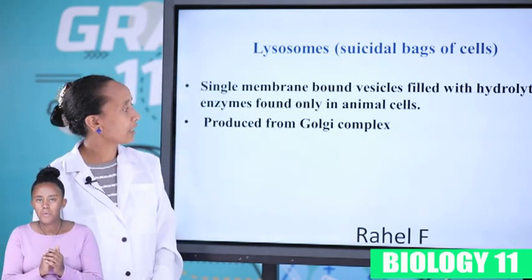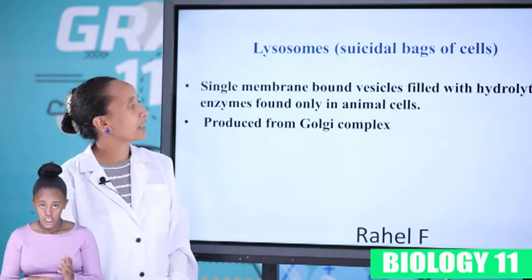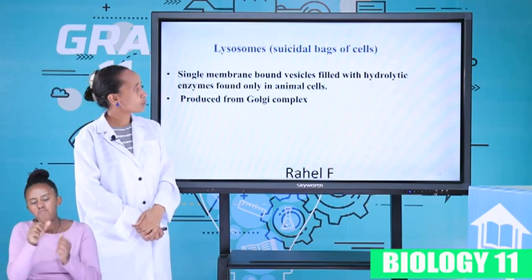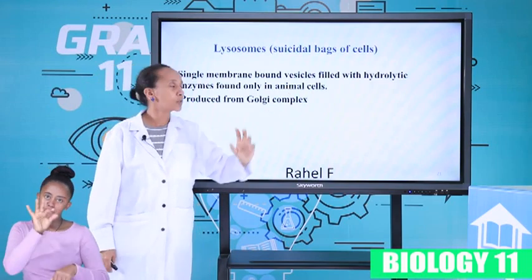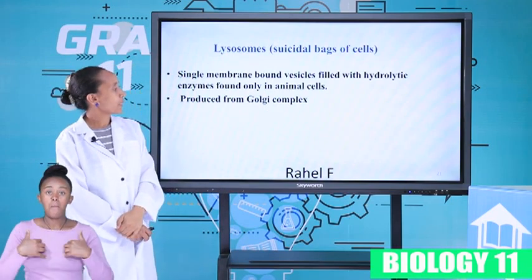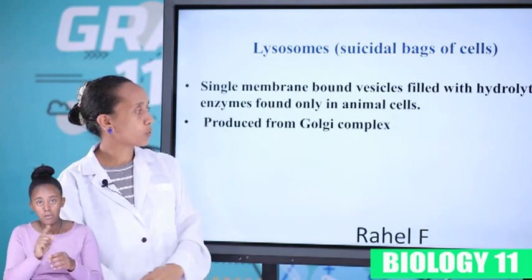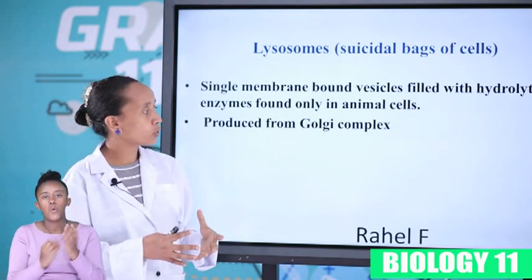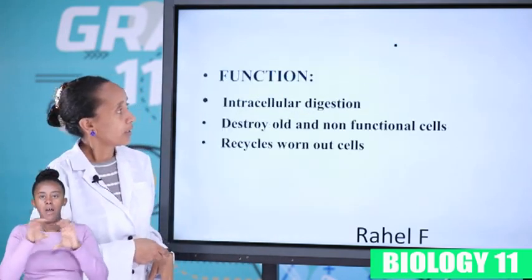Hydrolytic enzymes are digestive enzymes that are found in lysosomes, and lysosomes are found only in animal cells. They are characteristic of animal cells. They are produced from the Golgi complex. As we have said earlier, the Golgi complex can perform this action.